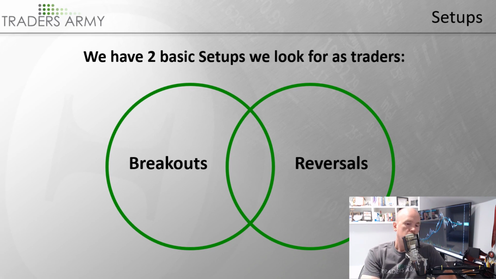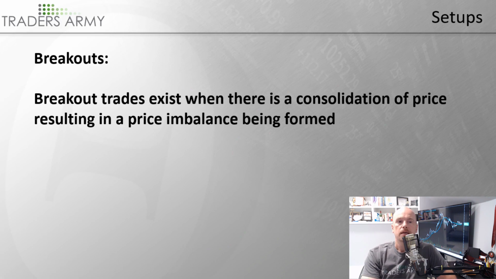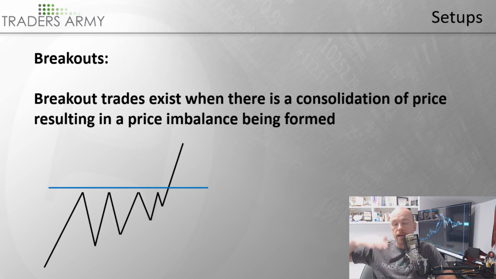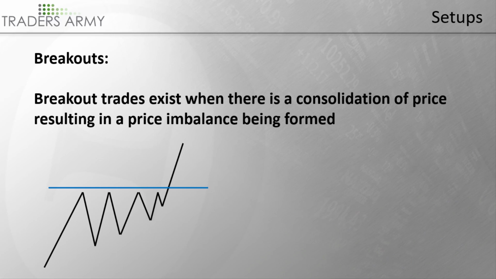At its core, a breakout is simply the area where there's a consolidation of price resulting in an imbalance being formed. When we talk about a consolidation of price, what we mean is that prices hit a particular area and continue to move inside of that area, right? Let's take a look at this particular picture. This is an example of what a consolidation might look like. You have one area where prices continue to come up and hit their head, going up and coming back down, going up and coming back down. But if you notice, that's a consolidation around a particular price point.